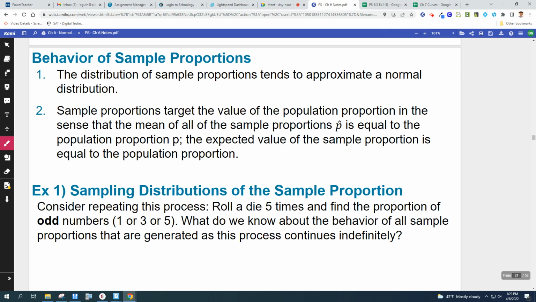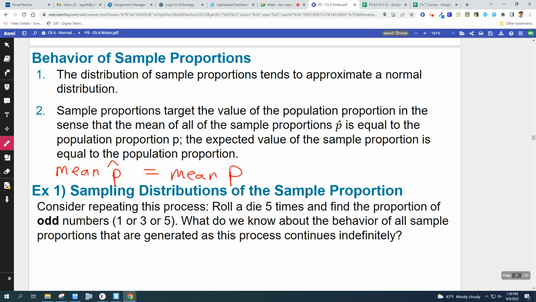Behavior of sample proportions. The distribution of sample proportions tends to approximate a normal distribution. Okay, got that. Sample proportions target the value of the population proportion in the sense that the mean of all the sample proportions p hat is equal to the population proportion p. All right, so basically what they're saying is the mean of all the sample proportions equals the mean of the population, okay, the population proportion.